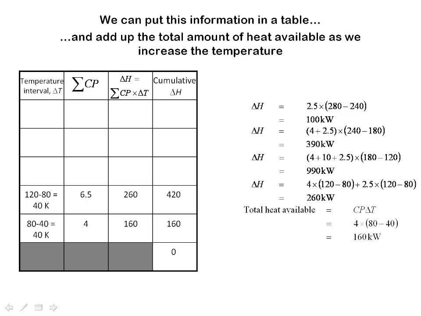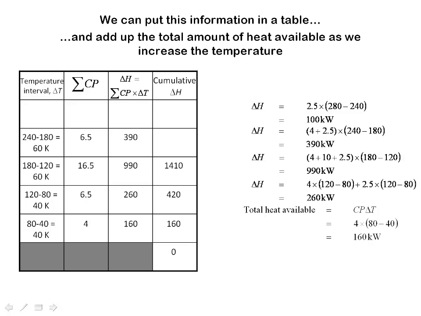Our next temperature range is from 180 to 120, so the size of the temperature change is 60 kelvins this time. All three of our streams are contributing, so the sum of the flowing heat capacities is 4 plus 10 plus 2.5, which is 16.5. 16.5 times 60 is 990 kilowatts of heat. Adding that to what we've already got gives us a total so far of 1410 kilowatts.